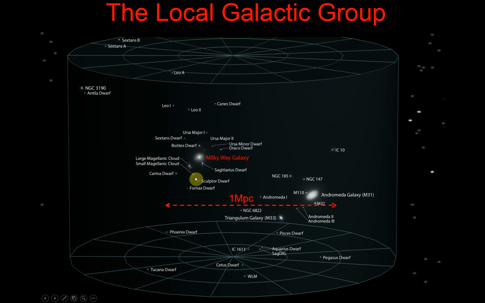So here's our Milky Way galaxy, and here's its cluster of friends, here's its local group. And the local galactic group within 1 megaparsec here has all of these other galaxies. Here's the Andromeda galaxy and its companions. These NGC 185, NGC 147, M110.